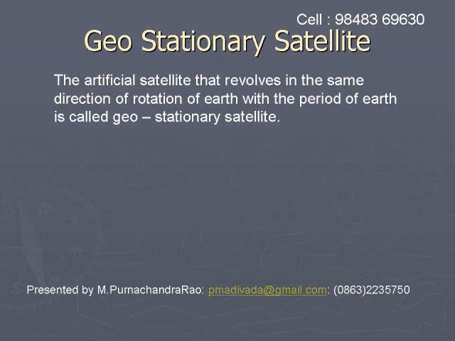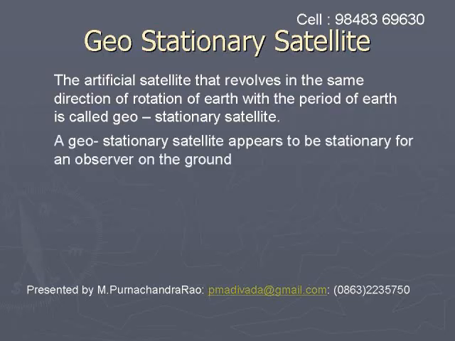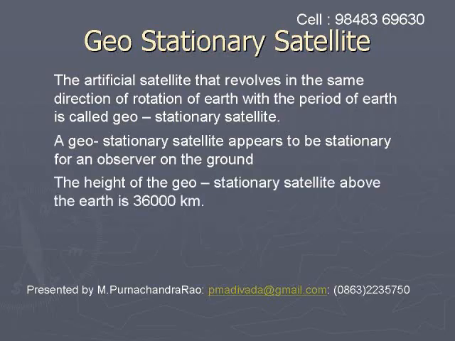Geostationary satellite. The artificial satellite that revolves in the same direction of rotation of the earth with the same period as the earth is called a geostationary satellite. A geostationary satellite appears to be stationary for an observer on the ground.